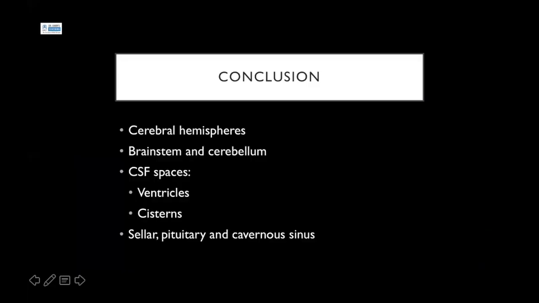So this brings the MRI neuroanatomy session to an end. In summary, we have covered the lobes, the fissures, and the gyri. We've looked at the brainstem and the cranial nerves. We've also had a look at the cerebellum. We moved on to look at the CSF spaces and the flow of CSF through the ventricles. We've looked at the key important cisterns, and then we briefly covered the sella, pituitary, and cavernous sinus region.